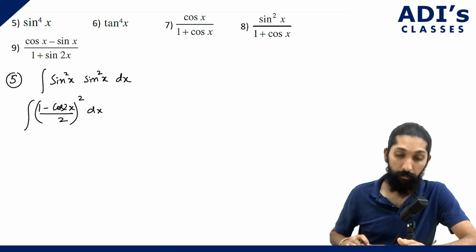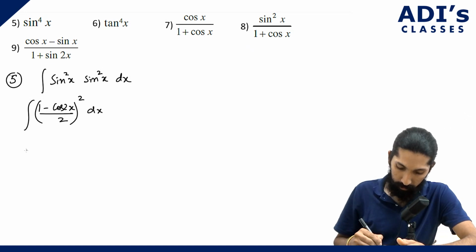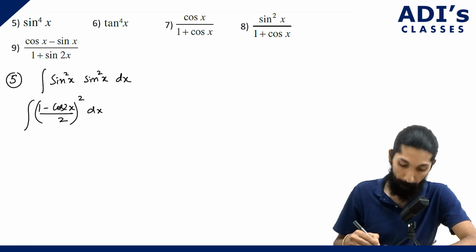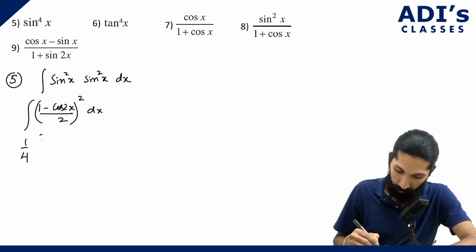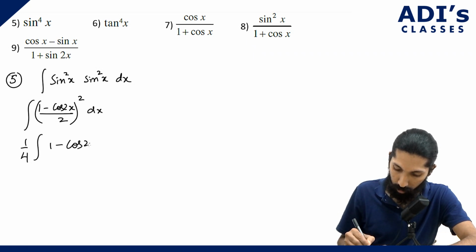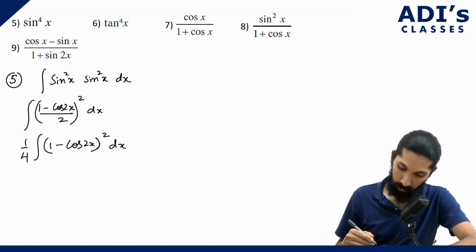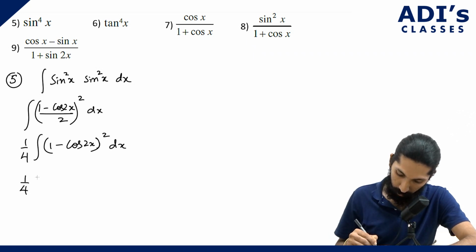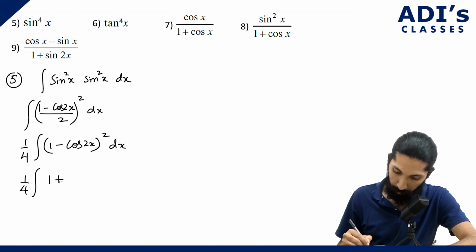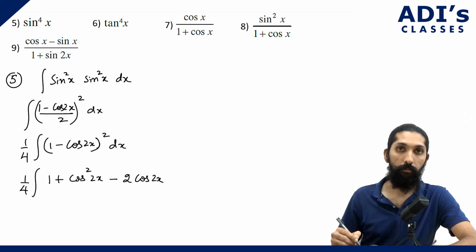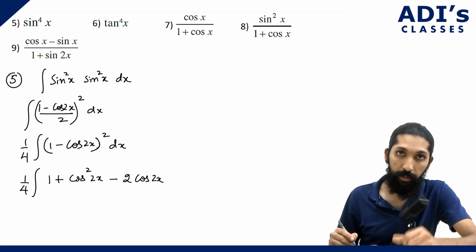Correct? So, you can write this as, see, that denominator 2, when you square it, it's going to become 4. So, 1 by 4 integral of (1 minus cos 2x) whole square dx. Right? Use (a minus b) whole square. So, you'll get this as 1 by 4 integral of 1 plus cos square 2x minus 2 cos 2x. There's a plus and minus, split the integral.